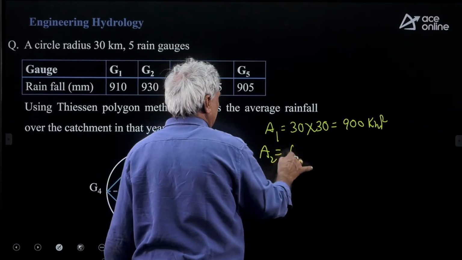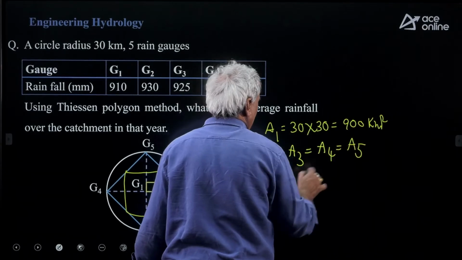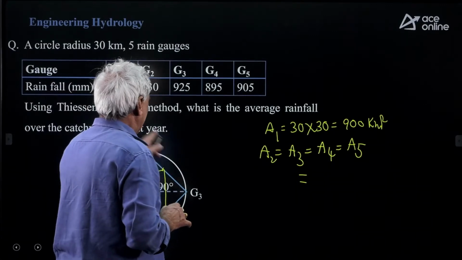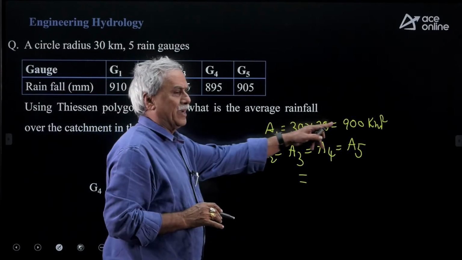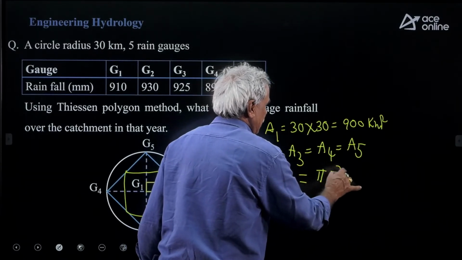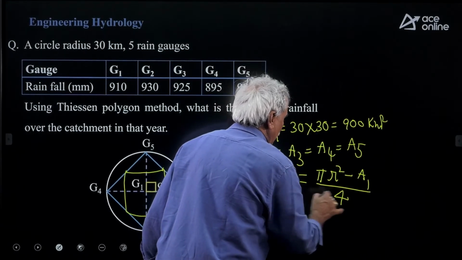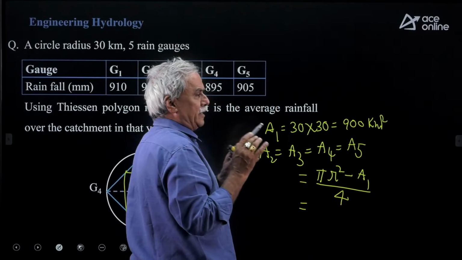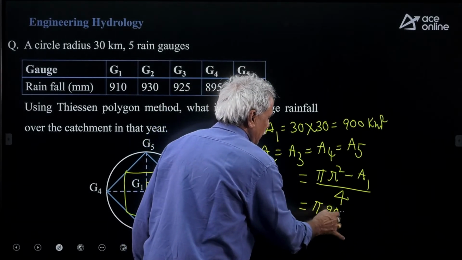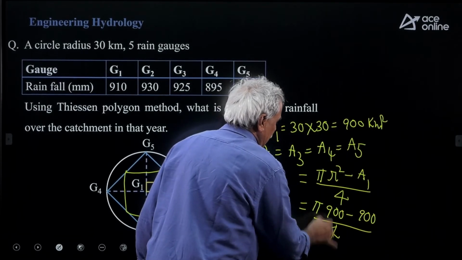A2, A3, A4, A5 are equal areas. The remaining 4 stations: total area of the circle minus the area given by this, divided by 4. Therefore, pi r square minus the area of the first rain gauge station, divided by 4, will be each rain gauge station's influence area. Pi into 900 minus 900, divided by 4.